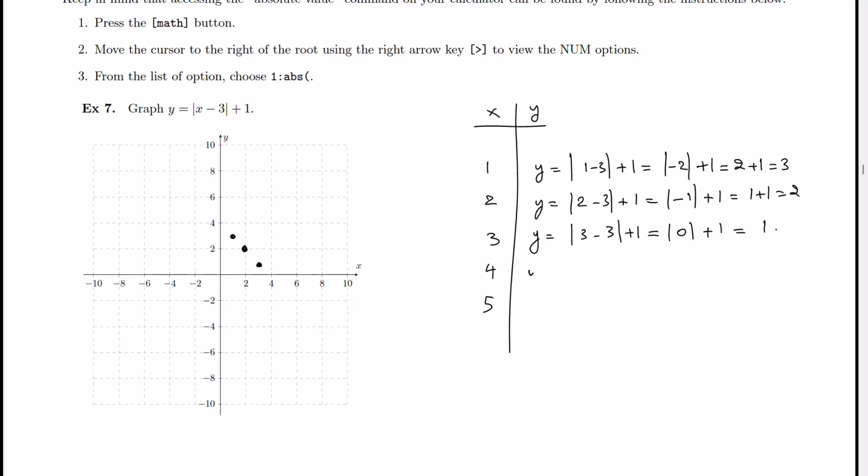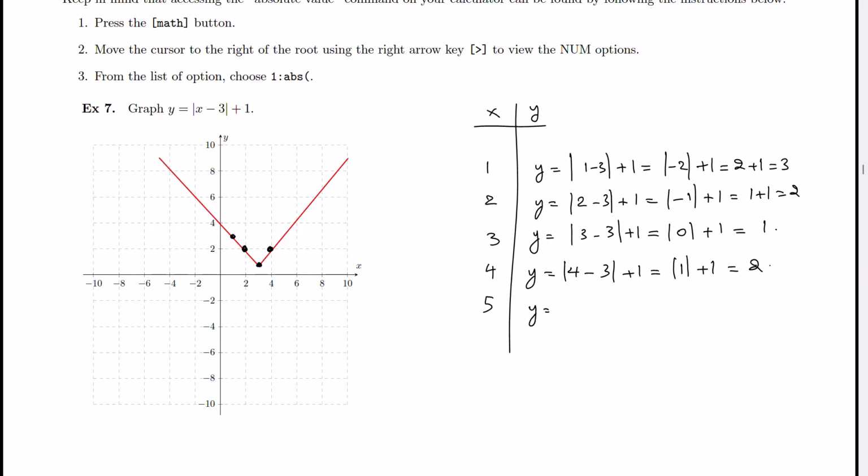So when x is 3, the y is going to be 1. When x is 4, the y is going to be the absolute value of 4 minus 3, plus 1, and that's going to give me the absolute value of 1 plus 1, which is going to be 2. So 4 on the x value gives me 2 on the y value. And as we can see, it's starting to look like a low V shape, and that's the expected shape that we should have when we're graphing an absolute value function. So let's finish it up.